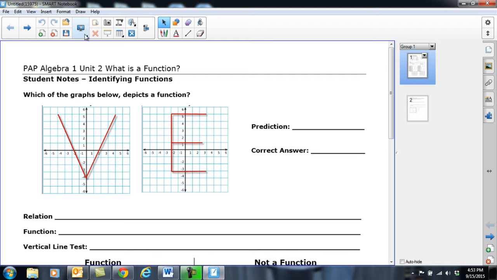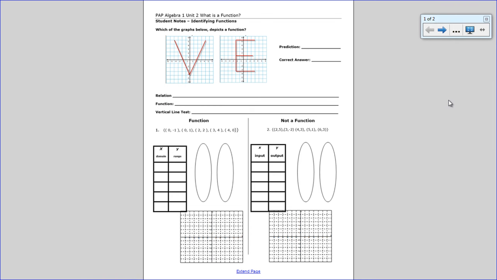So let's talk about identifying functions. What is a function, first of all? We have to talk about that.